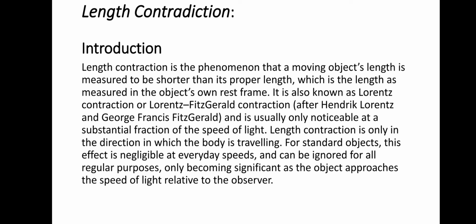Length contraction is only in the direction in which the body is traveling. For standard objects, this effect is negligible at everyday speeds and can be ignored for all regular purposes, only becoming significant as the object approaches the speed of light relative to the observer.